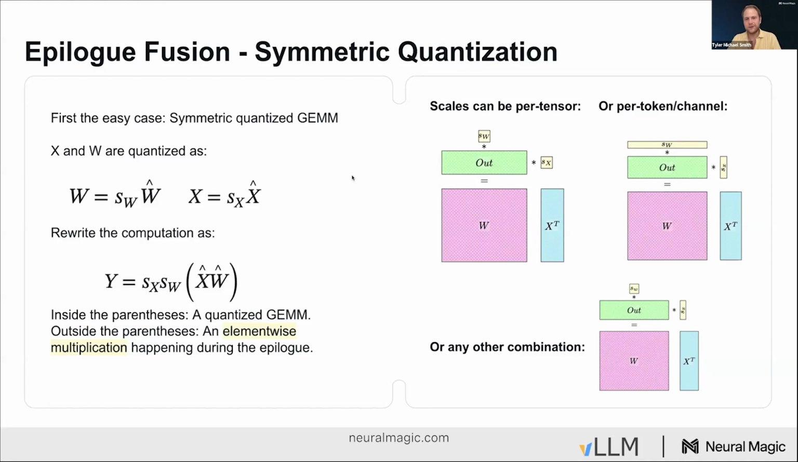The important thing to see here is that there are multiple cases that we have to handle. We can have per tensor, or per channel, per token, or per tensor, per token. We could maybe even have per tensor, per channel. And then these s sub w's times the output, these happen during the Cutlass epilogues.